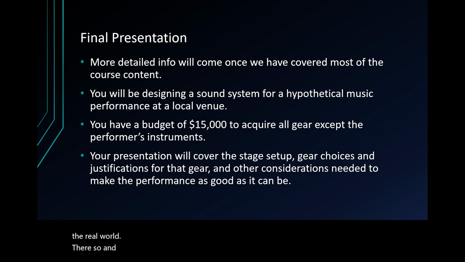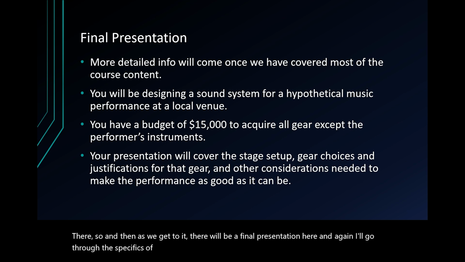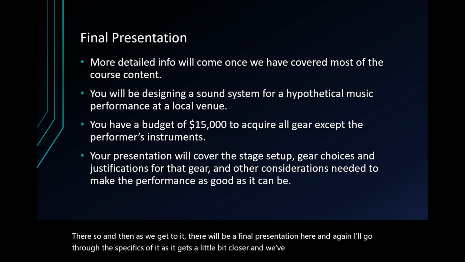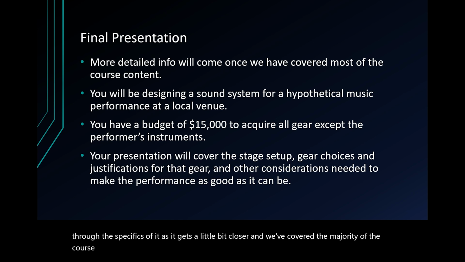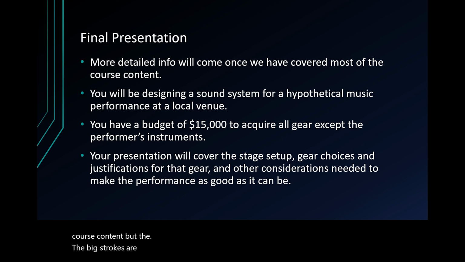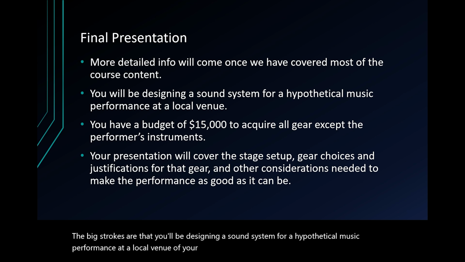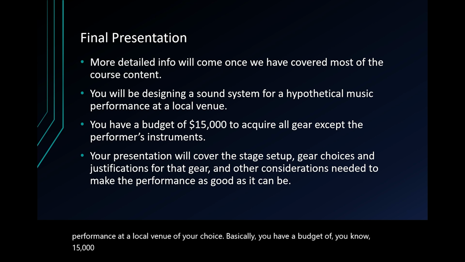And then as we get to it, there will be a final presentation. And again, I'll go through the specifics of it as it gets a little bit closer, and we've covered the majority of the course content. But the big strokes are that you'll be designing a sound system for a hypothetical music performance at a local venue of your choice. Basically, you have a budget of $15,000 hypothetical dollars to get all of the gear you need. Basically everything except the performer's instruments.